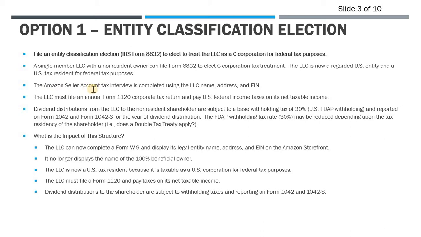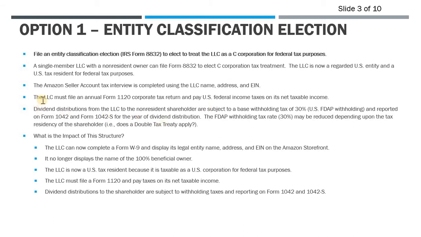When you complete your Amazon seller account tax interview, you're going to use the LLC name, address, and EIN because when you complete the Form W-9, it's going to be as a U.S. tax resident, right? So this is the key point here. Once you make this election, even though it's a single member LLC, it's no longer disregarded. What you've done is you made your LLC a U.S. tax resident by creating a C corporation tax treatment at the LLC level.